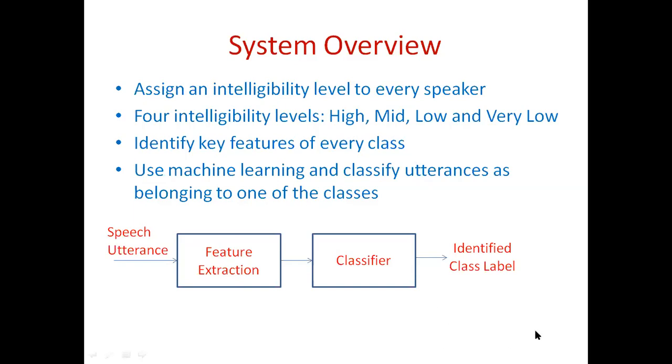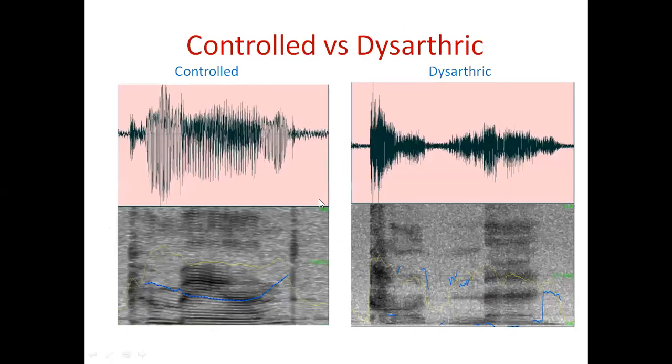So this system overview is basically 2 blocks. One is feature extraction, or in other words, I can also say signal representation. And the second one is the classifier or machine learning algorithm. So we have to first represent the signal, then give those features, which are the representatives of the signal, to a classifier or to a machine learning algorithm. So use machine learning and classify utterances as belonging to one of the intelligibility levels.